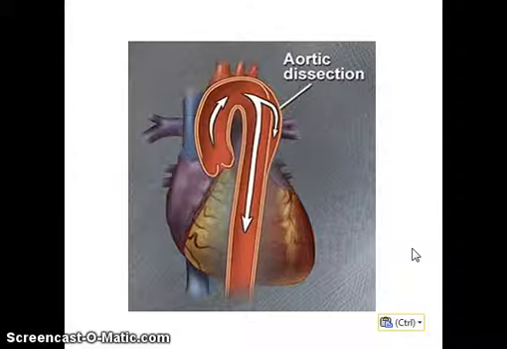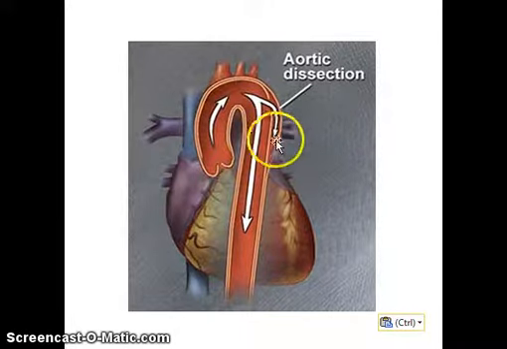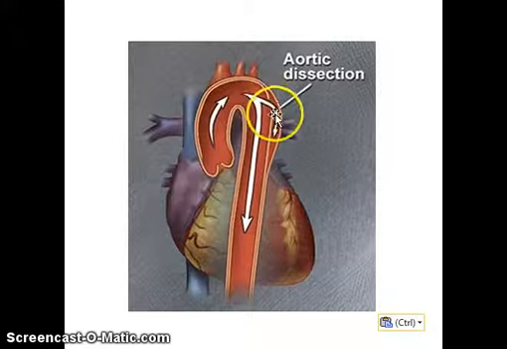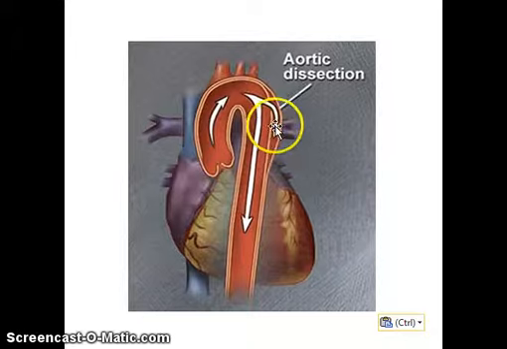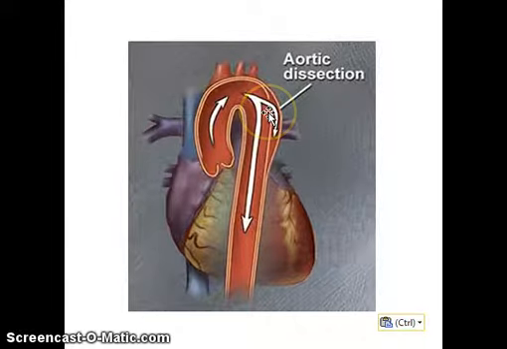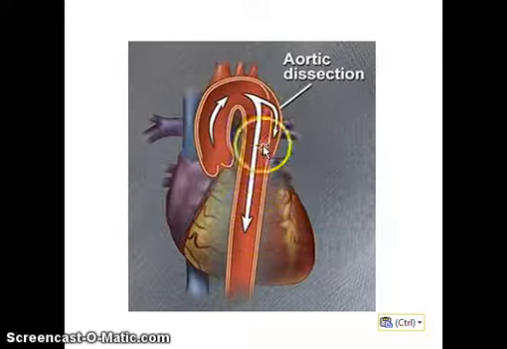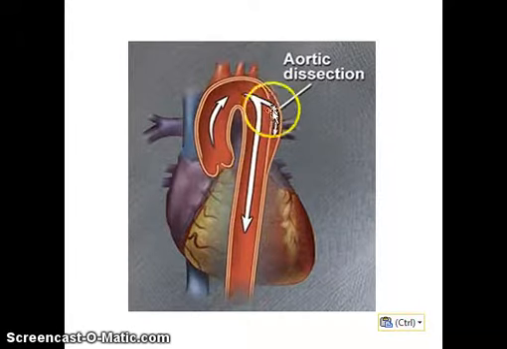Dissection is a separation of the intima layer, which is the inner layer, from the media, which is the middle layer. So basically a tear is created in the intima, and that allows blood to flow in between the layers, in between the intima and the media. And so that causes a true and false lumen. So this would be considered the true lumen, where the blood is supposed to be going, but then blood also flows through this false lumen.